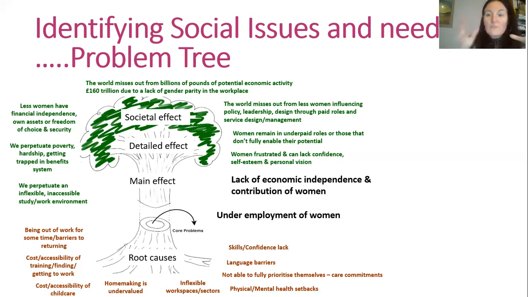Through all of these challenges and issues, we end up perpetuating poverty, hardship, people getting trapped in certain benefit systems, and we can often perpetuate inflexible, inaccessible places of study or work environments. So this just shows, and you might think, gosh, why go to the nth degree to really peel back the layers of the onion on this? But if you're trying to set up a business or come up with solutions to tackle a particular problem, doing this gives you a few things.